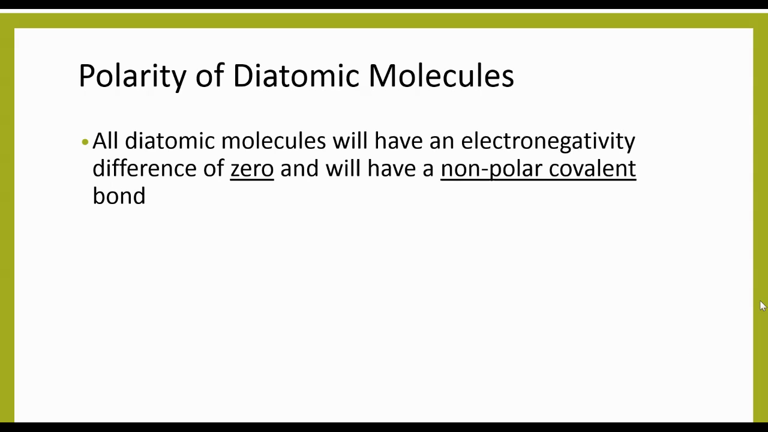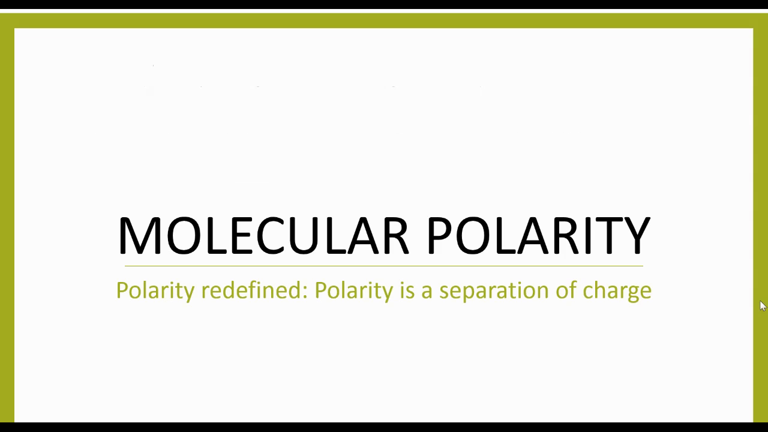Now the one thing I want to point out, taking the difference of the I2 is a little silly because I already knew the answer of this one. All of the diatomic molecules, remember Hankel-Brick, hydrogen, oxygen, nitrogen, chlorine, bromine, iodine, and fluorine, are diatomic, meaning when they're by themselves, they're going to bond with their twin. All of these diatomic molecules will have an electronegativity difference of 0 because we're subtracting the same element from itself. And because of this, they will have non-polar covalent bonds.